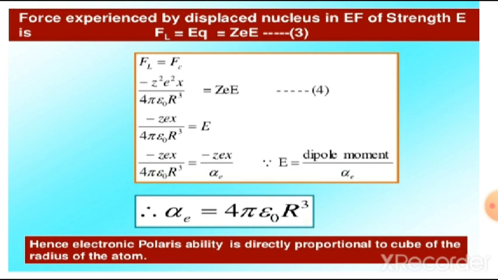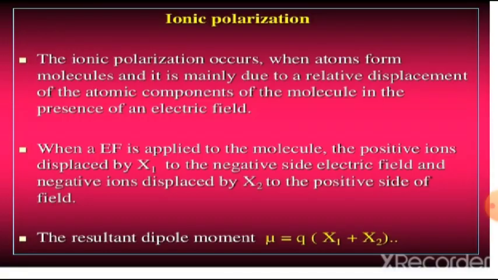Hence, electronic polarizability is directly proportional to the cube of the radius of the atom. What is ionic polarization? Ionic polarization occurs in molecules, and it is mainly due to the relative displacement of atomic components of the molecule in the presence of an electric field.